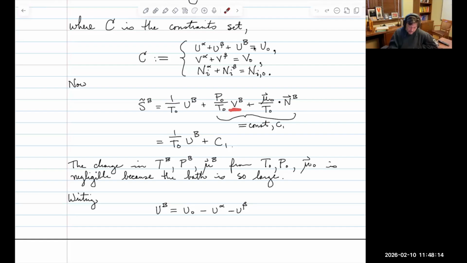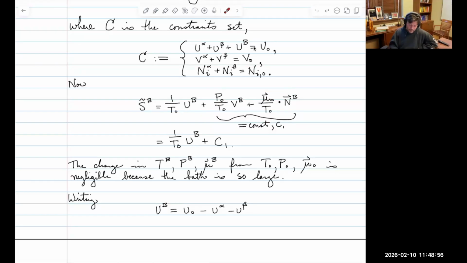We're not changing its volume. We're not changing the number of moles of particles. And we just got done arguing that T naught, P naught, and mu naught haven't really changed. They don't change enough to warrant any monitoring of them. However, UB can change. This can change a finite small amount of energy with the subsystems. So this means that the entropy of the bath is, to a good approximation, just this term plus this, where we consider this to be a constant.